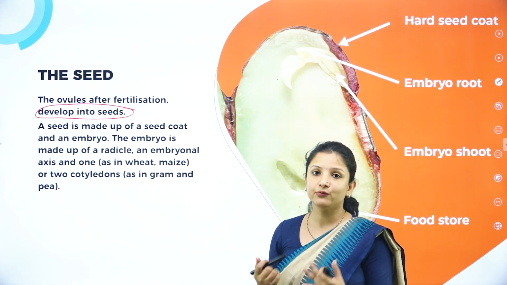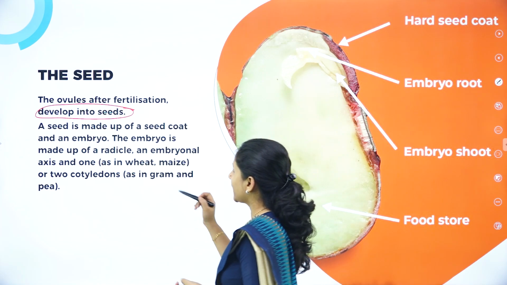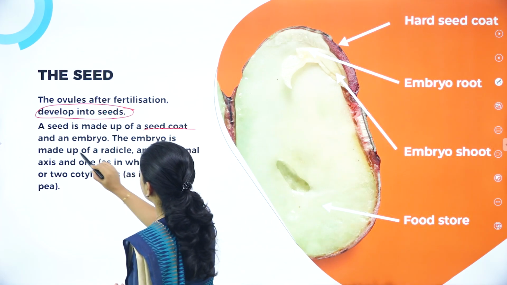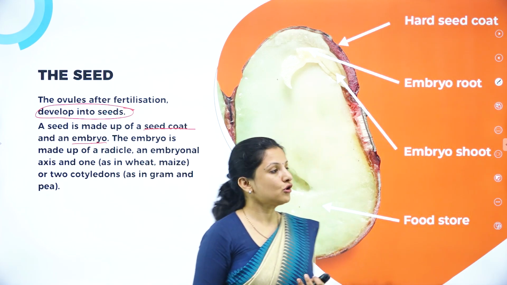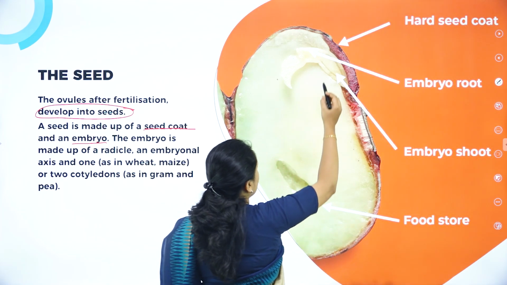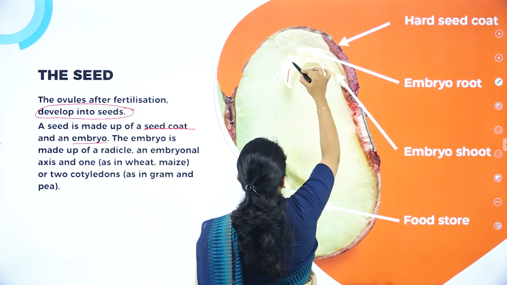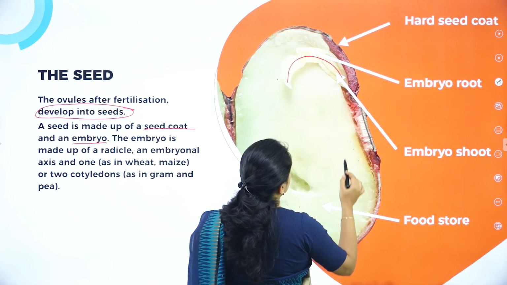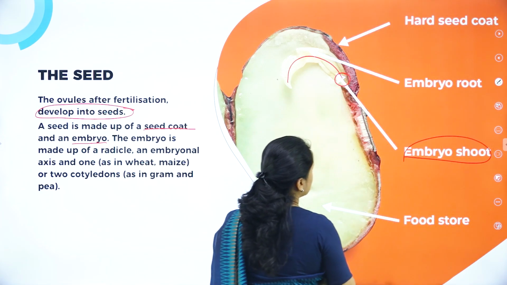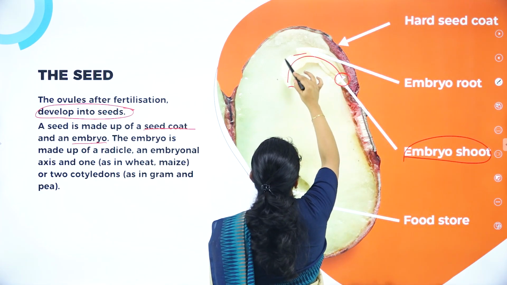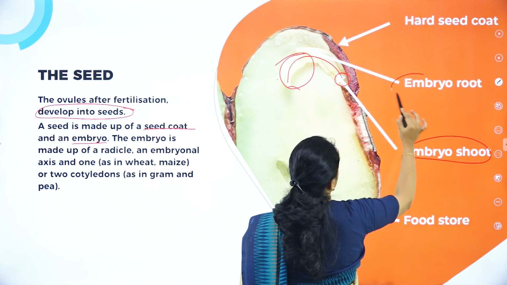Now, what is a seed? A seed is made up of a seed coat and an embryo. These two are the main parts of the seed. When we look at the embryo of the seed, there is this embryonal axis, wherein the upper axis will develop into the shoot, and the lower axis will develop into the root.